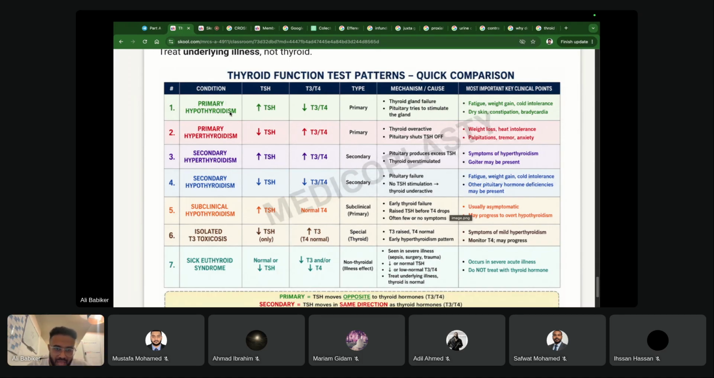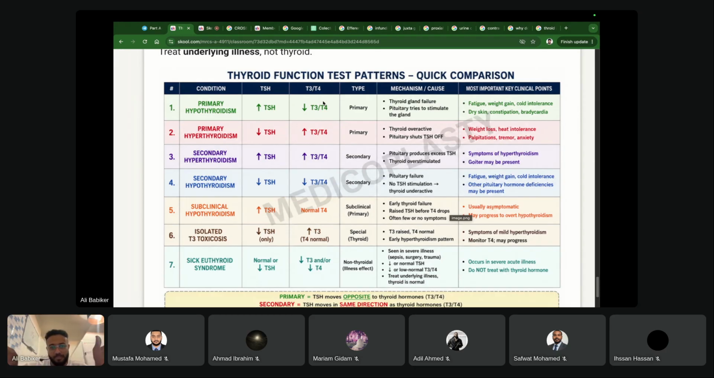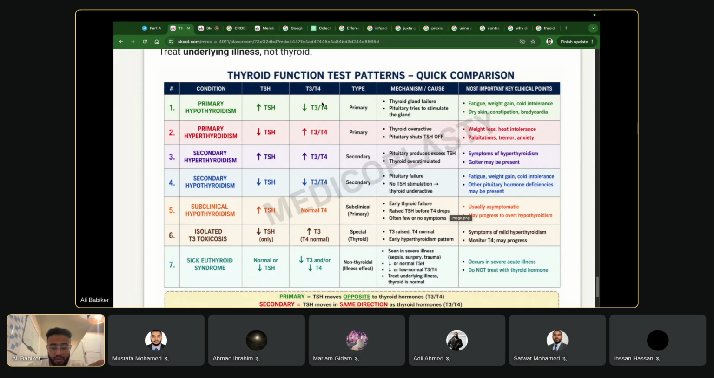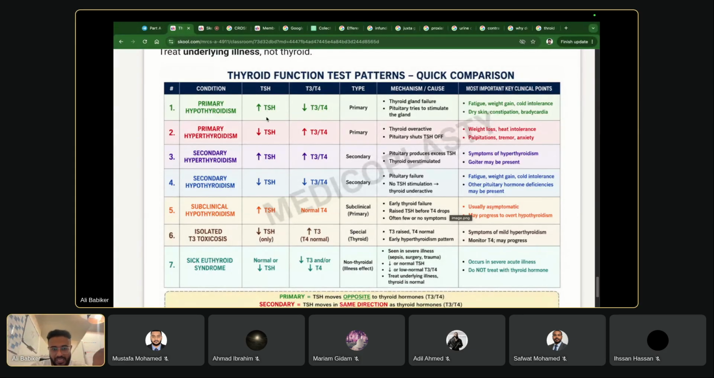If you have primary hypothyroidism, your T3 and T4 will be low. Why? Because the thyroid is not able to produce them from the start. When the T3 and T4 are low, there will be no negative inhibition of the TSH, so the TSH will increase. Why will it increase? Your body will try to compensate for the low T3 and T4 by producing more thyroid stimulating hormone.